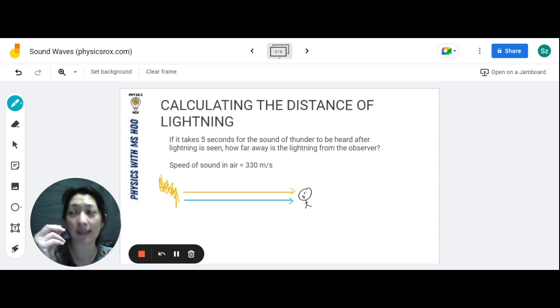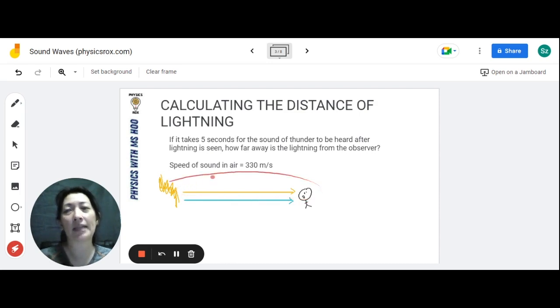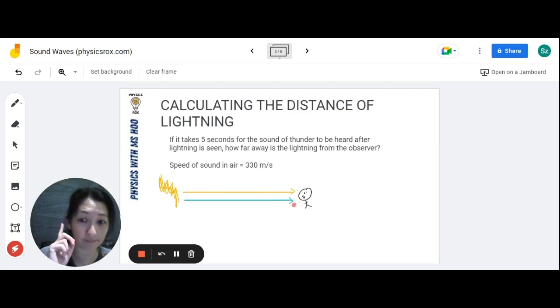It's so fast that although we can argue that, hey, it does take some time for the light to reach us, it's almost instantaneous. So that means the moment the lightning happens, the light has traveled so fast we see it straight away. So it's instantaneous. Sound, however, is not instantaneous. It does travel a lot slower, so it does take some time for the sound to eventually reach us.